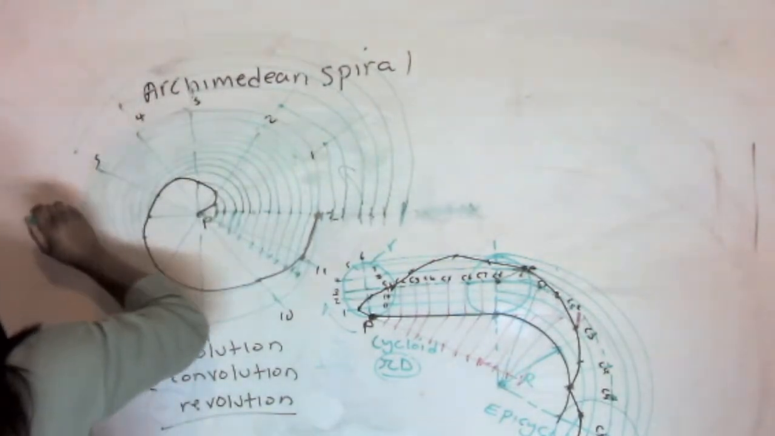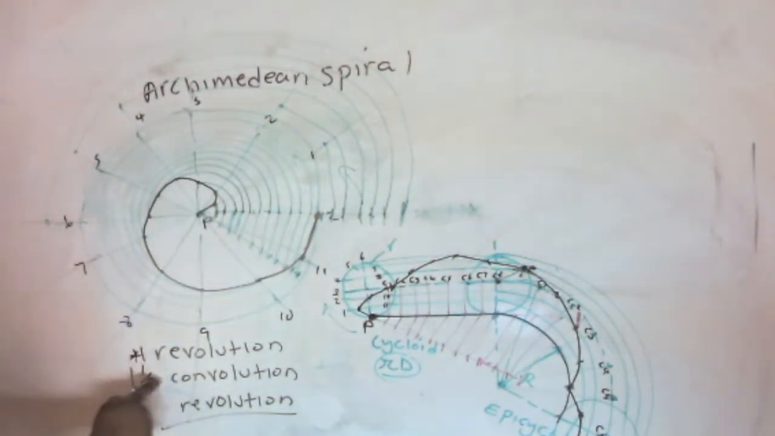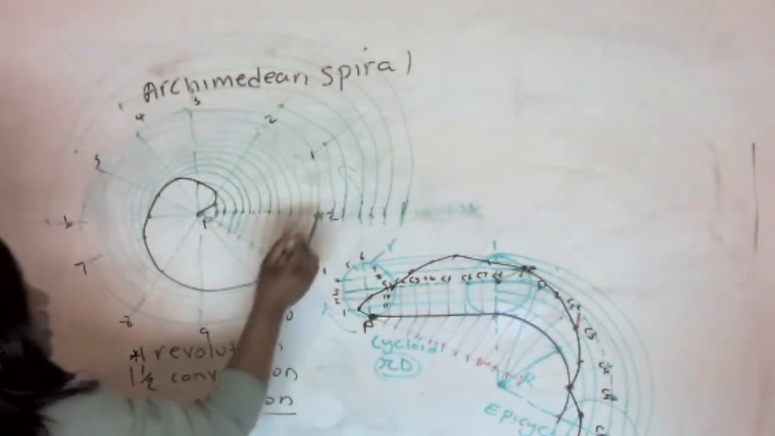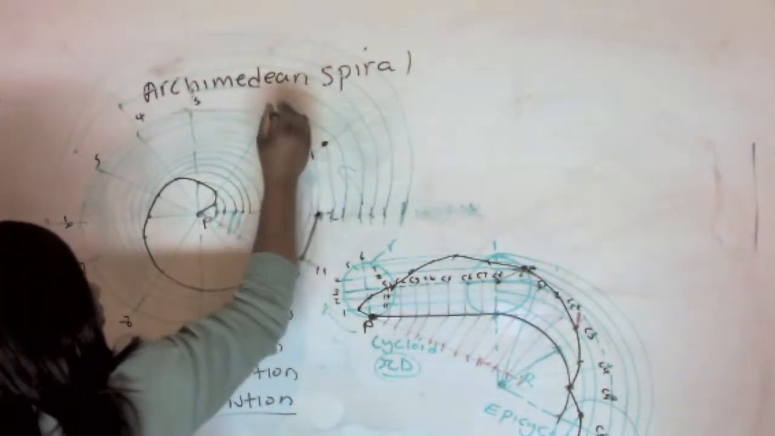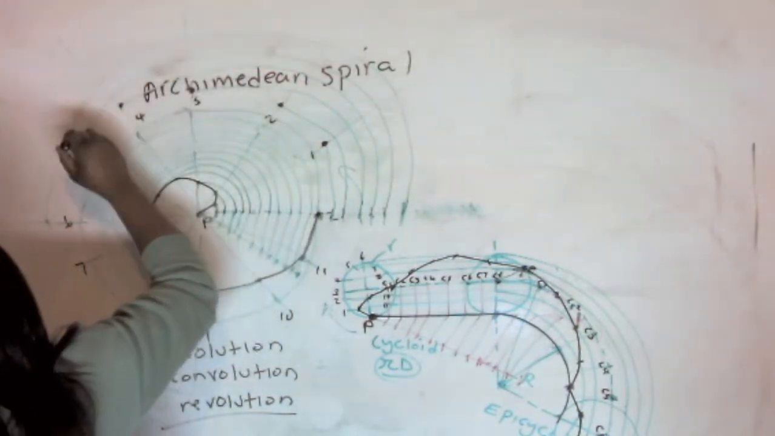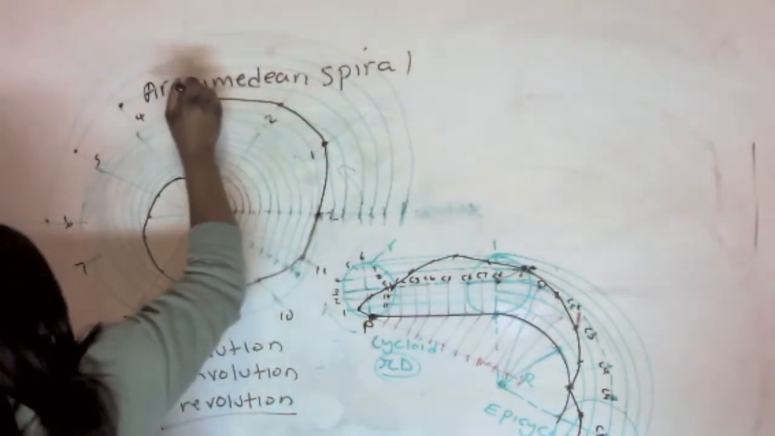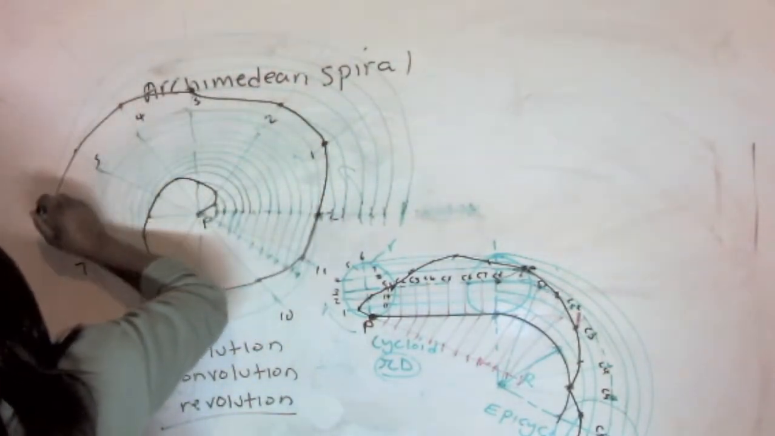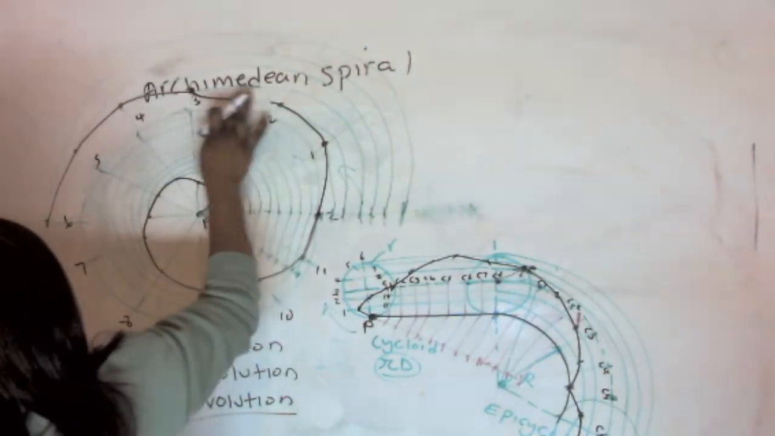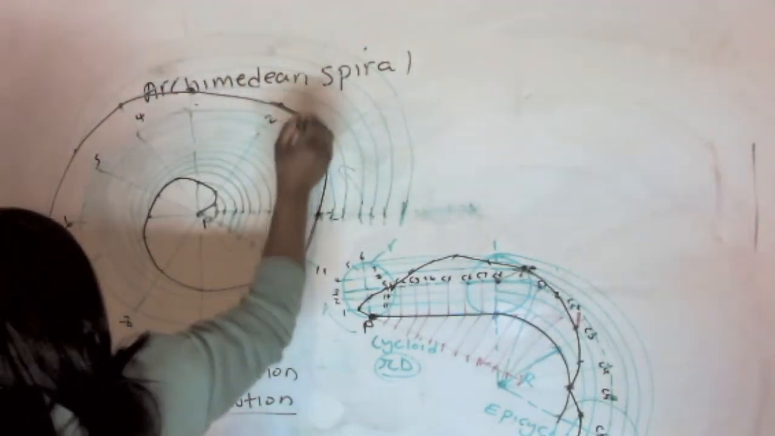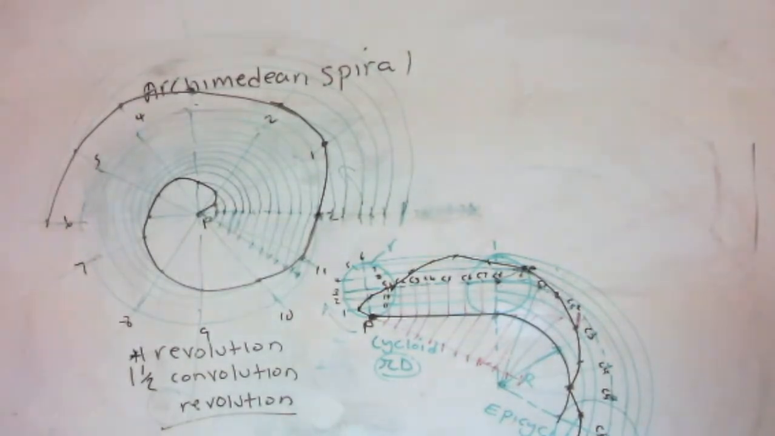Half. They're asking you for 1.5. Fix 12, you'll still continue. So for 1.5, I'm here. I'll go here. I'll go there, there, there, there, and there. So continue plotting that way. Okay, that is an Archimedean spiral going through 1.5 revolution or convolution.